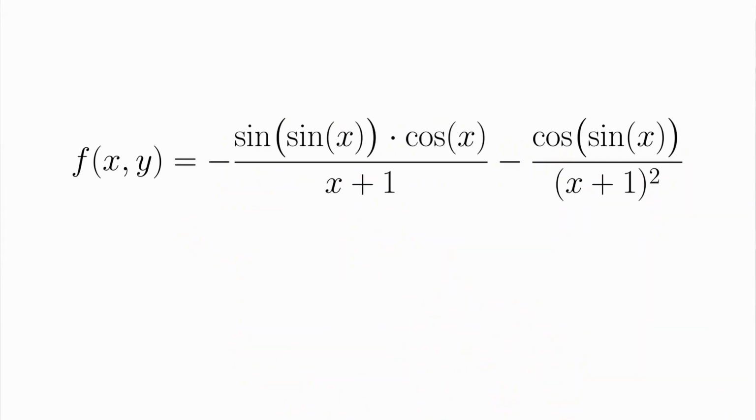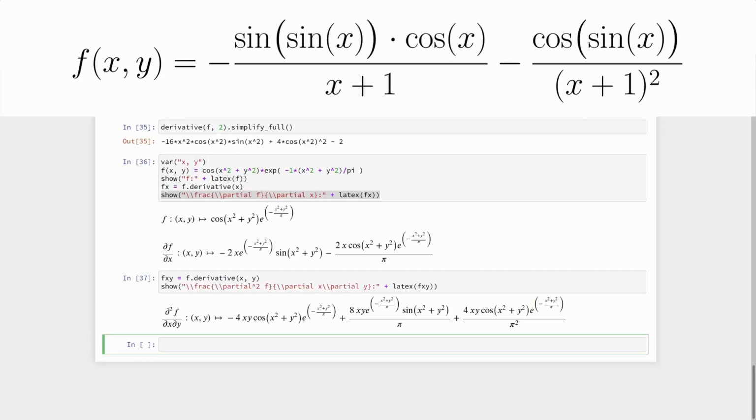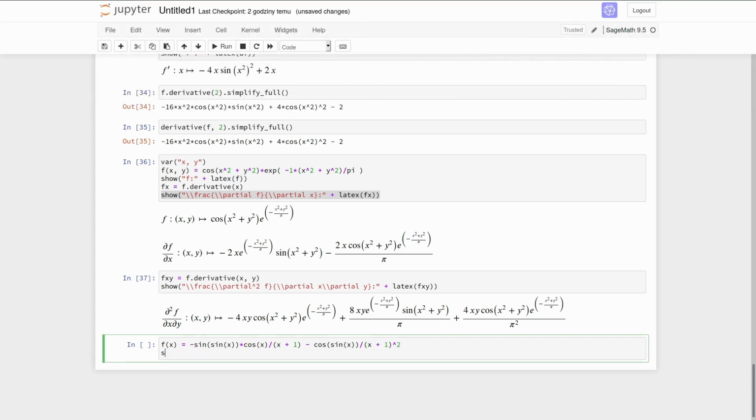So for example, suppose that we have a function that you can see on the screen right now, and we want to compute the indefinite integral of this function, so we want to compute an antiderivative of this function. I will type the definition of f. So f of x is minus sine of x times cosine of x over x plus 1 minus cosine of sine of x over x plus 1 squared. Show f plus latex of f.